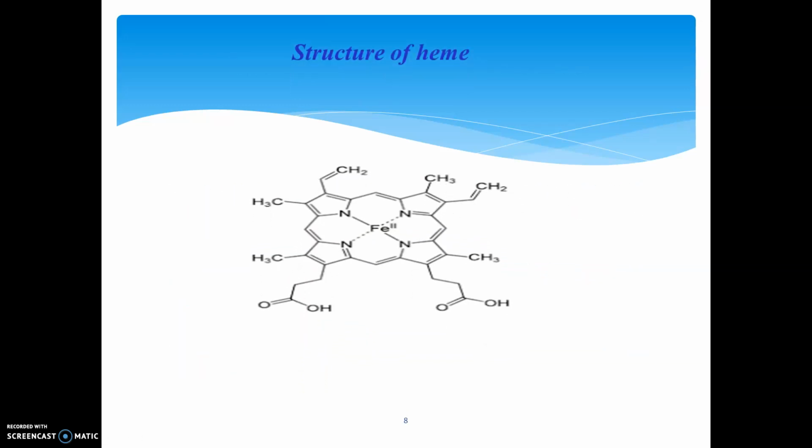And the structure of heme. This is the structure of heme. You can find here 1, 2, 3, 4 porphyrin rings. So iron forms a complex with these porphyrin rings. So the color of the heme iron complex is red.